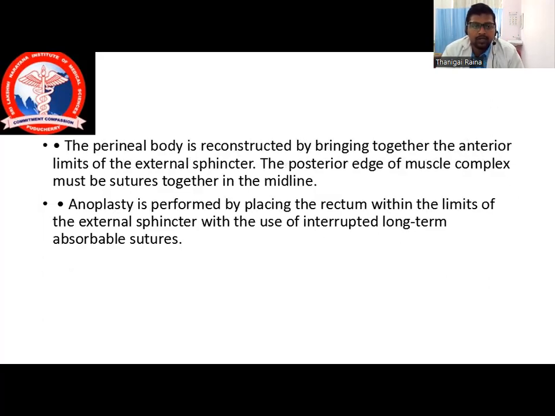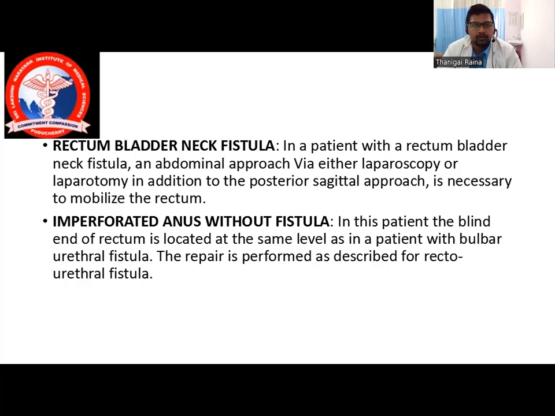And the perineal body is reconstructed, bringing together the anterior limits of the external sphincter. The posterior edge of the complex must be sutured together in the midline. So anoplasty is performed by placing the rectum within the limits of the external sphincter with the use of interrupted long-term absorbable sutures.